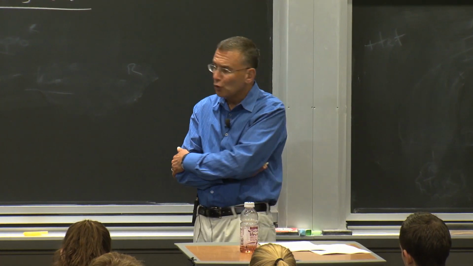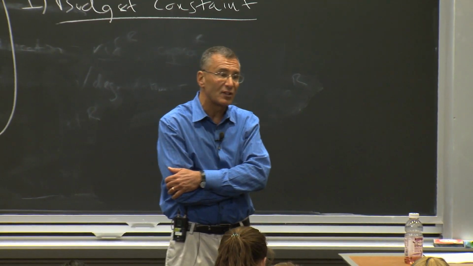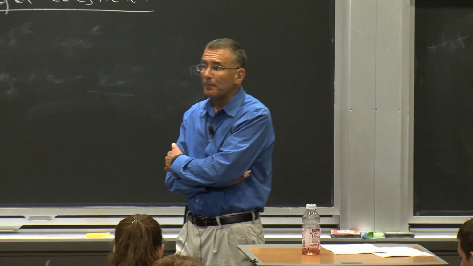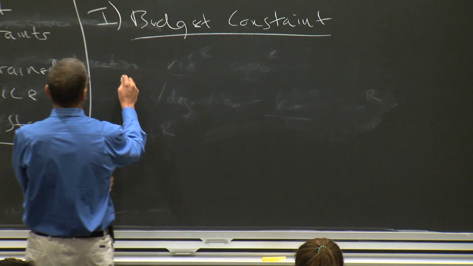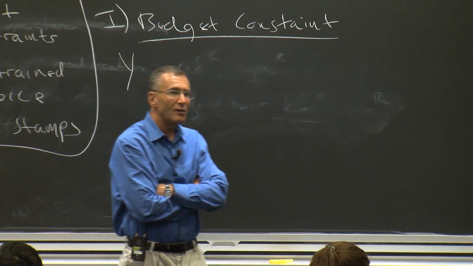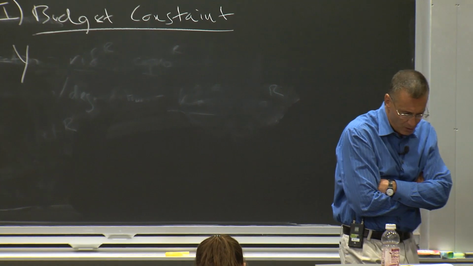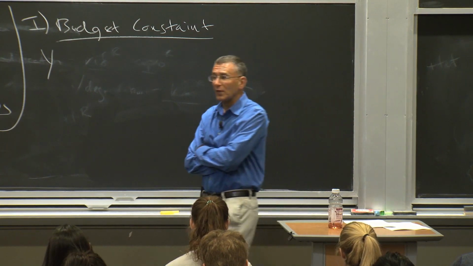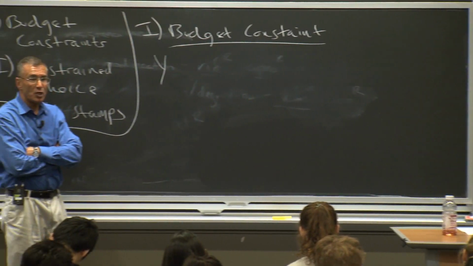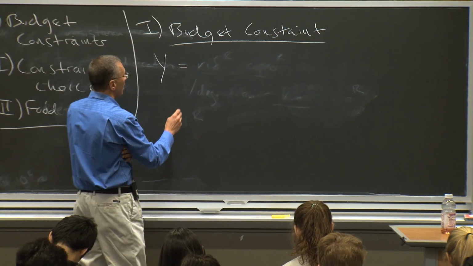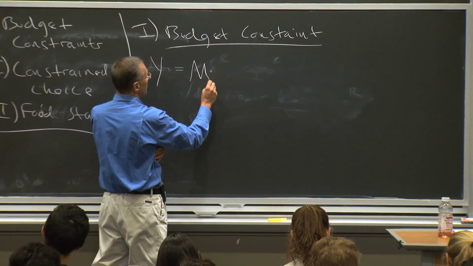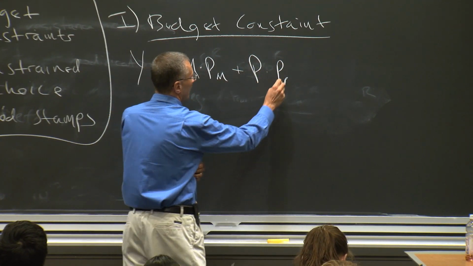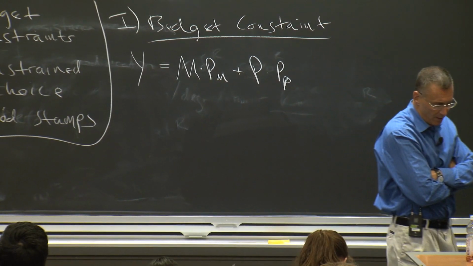So let's go back to the situation we talked about last time. You're here at MIT. You're deciding between pizza and movies. But now you have some budget. And that budget is that your parents have given you an amount of income Y. That's an amount of money they've given you, and you have to decide how to divide that between pizza and movies. So you have to face the budget constraint that your income can be spent on movies, the number of movies times the price per movie, plus the number of pizzas times the price per pizza. And that is your budget constraint.